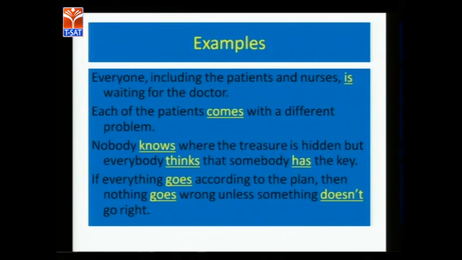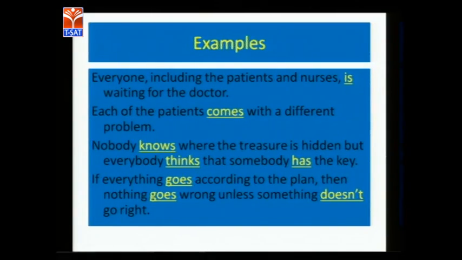All right. Now you look at the third example. This is with the words that end with thing. If everything goes according to the plan, then nothing goes wrong unless something doesn't go right. Okay. This sentence is also an example of how you can use informal language in speech.